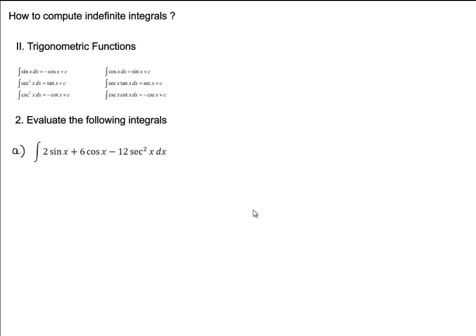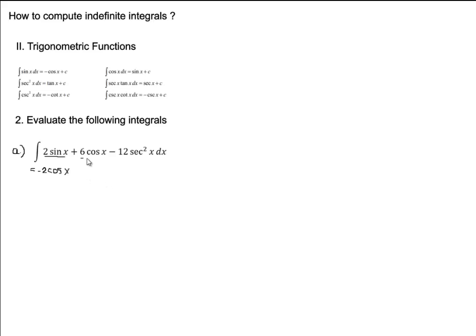Now for the examples, for letter A, we need to evaluate the integral of 2 sine x plus 6 cosine x minus 12 secant squared x dx. For the first term, 2 sine x. The integral of sine x is negative cosine, so therefore negative 2 cosine x.